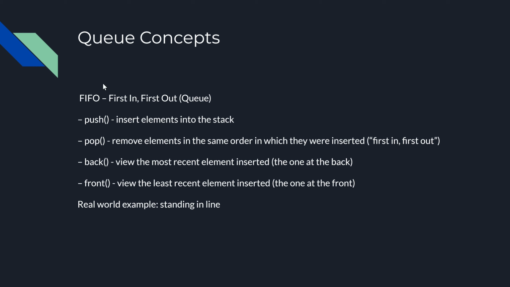Queue concepts. FIFO: first in, first out. Push: insert elements into the queue. Pop: remove elements in the same order in which they were inserted. Back: view the most recent element inserted, the one at the back. Front: view the least recent element inserted, the one at the front. Real world example: standing in a line.